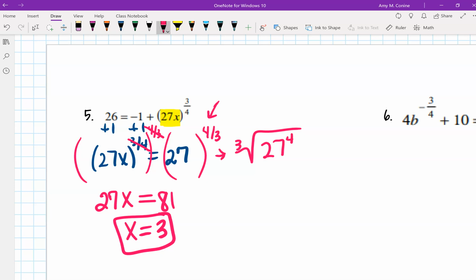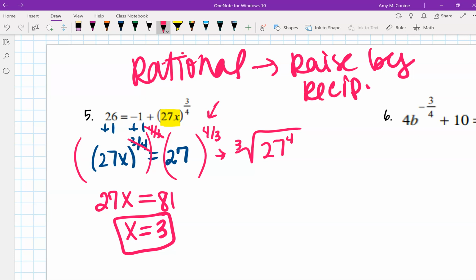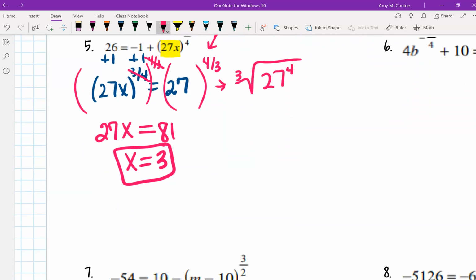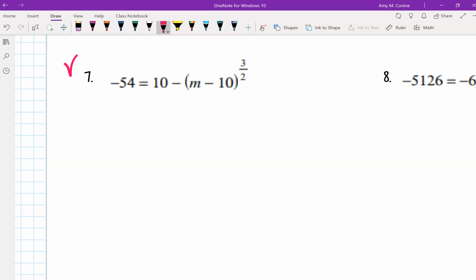Okay, so when you have rational exponents, you are going to raise both sides by your reciprocal, okay, your reciprocal fraction. All right, so I want to jump down to number 7. And I want you to try to do this one on your own. So go ahead and do that now.